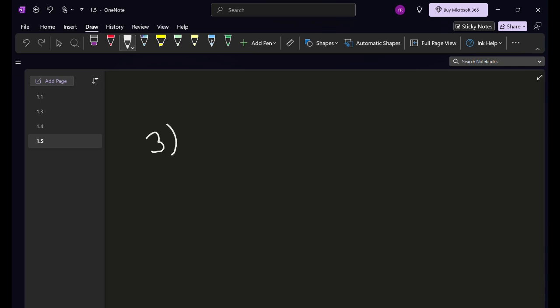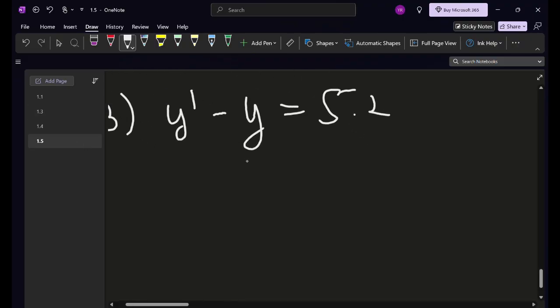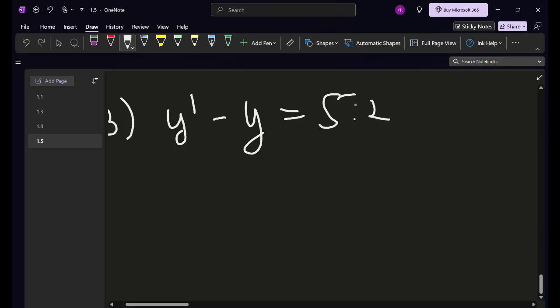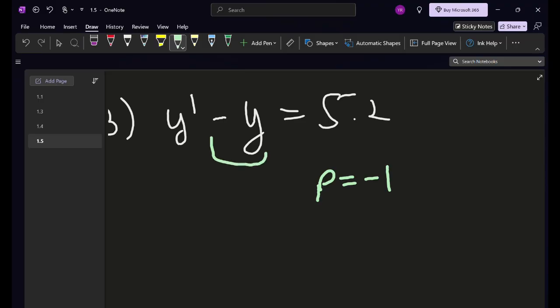So in the third question, we have y dash minus y is equal to 5.2. As you can see over here, this is indeed in the form of a linear ODE. So our p term over here is actually minus 1, as you can see from here. That y is basically multiplied by minus 1, so whatever is multiplied to y is taken as p. Here it is minus 1, so we're going to take p as minus 1.